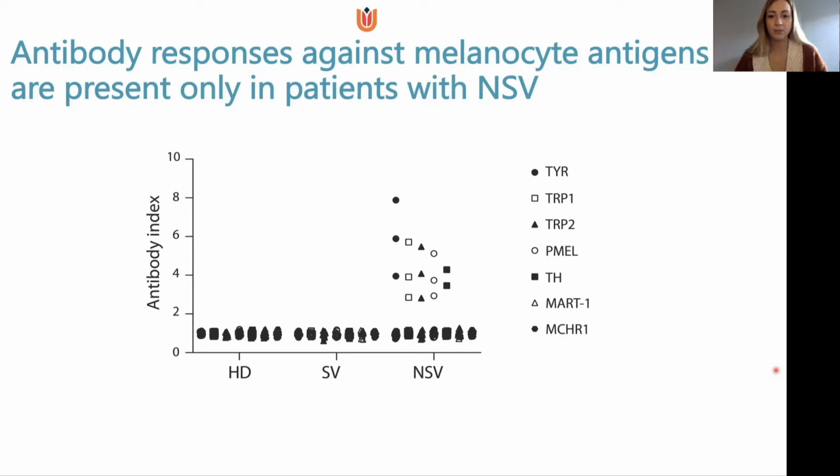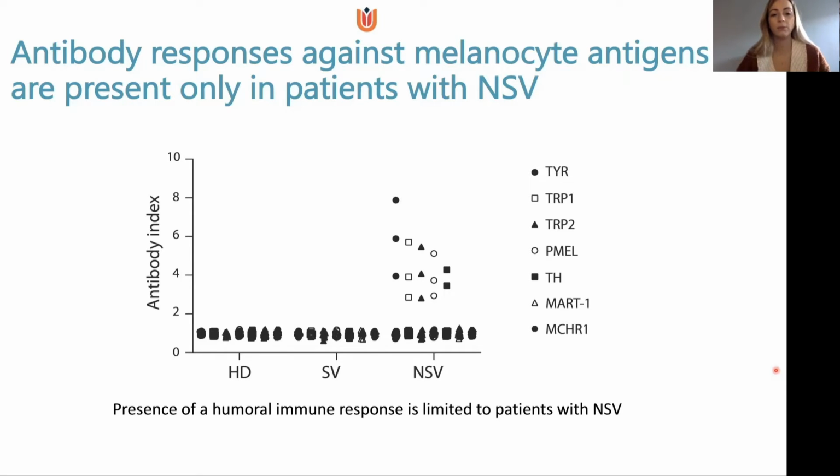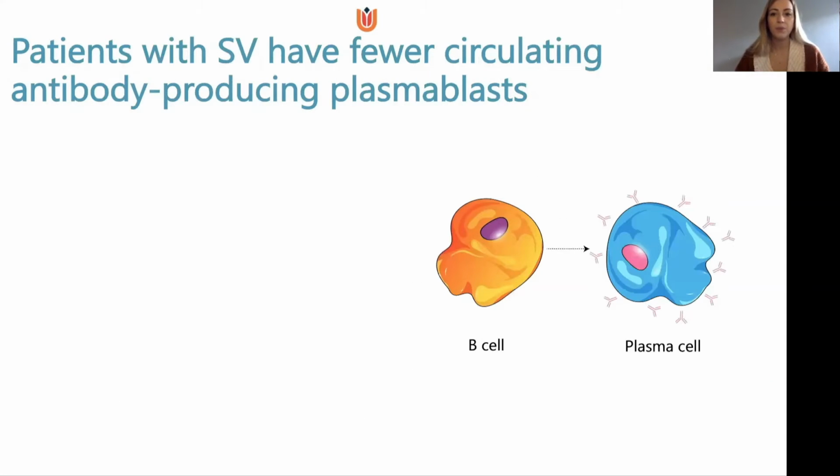In contrast, none of the segmental vitiligo patients showed an antibody response, indicating that the presence of a humoral immune response is limited to patients with NSV only. We subsequently analyzed whether the absence of an antibody response in segmental vitiligo is also reflected in less B cell activation and thus less plasma cell differentiation.